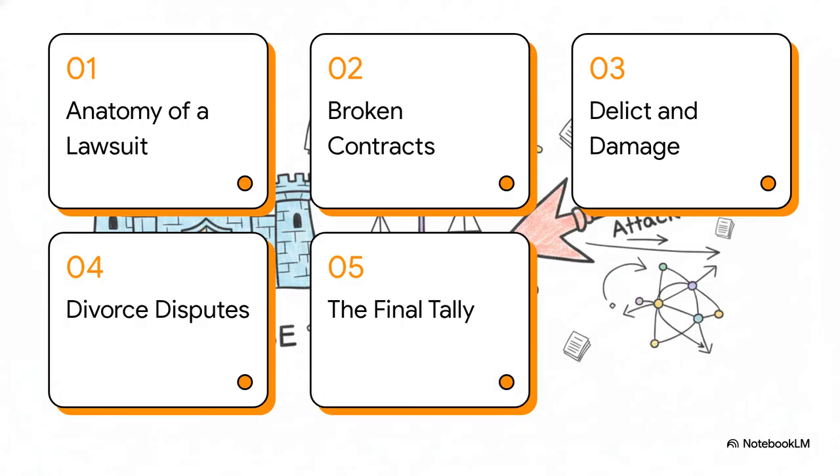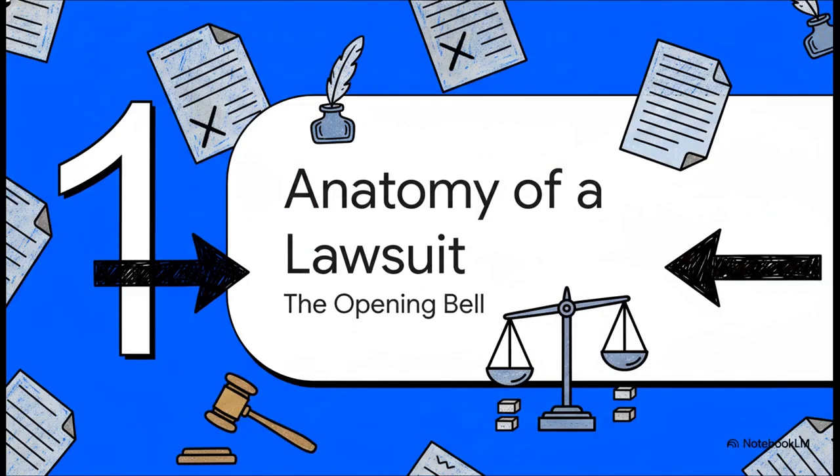Here's our roadmap for the explainer. First, we'll look at the basic anatomy of a lawsuit. Then, we'll step into three distinct rings of South African law: broken contracts, delict and damage, and divorce disputes. Finally, we'll wrap it all up with the final tally. Okay, let's dive into this.